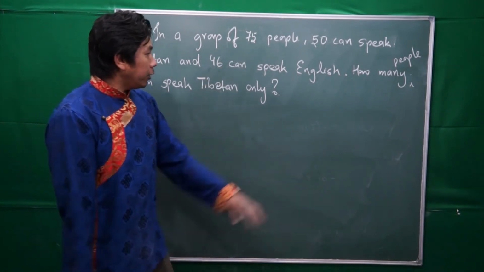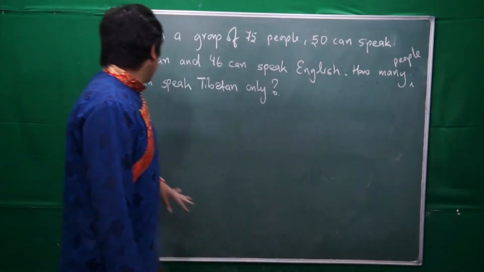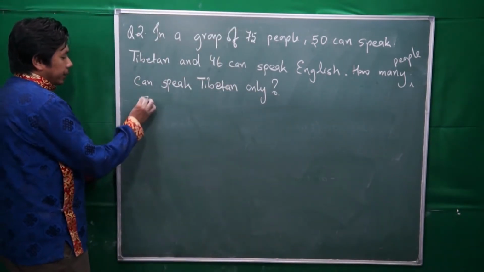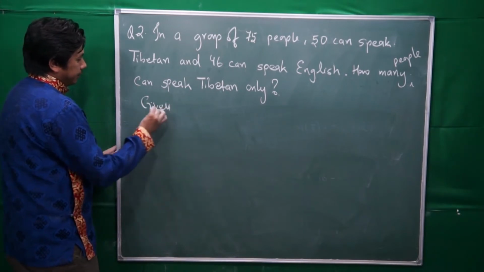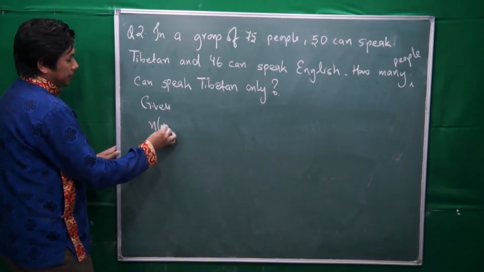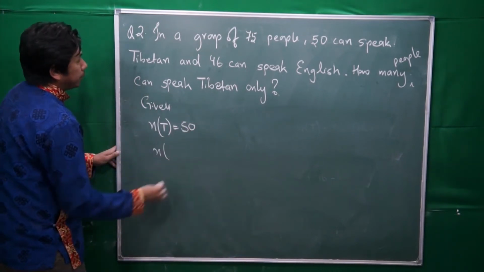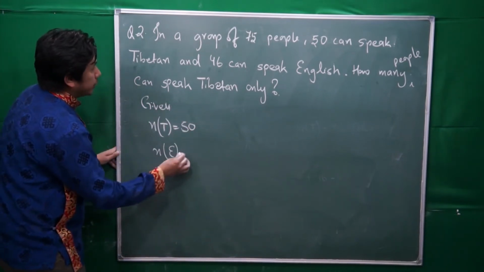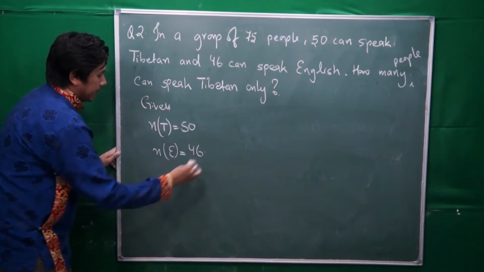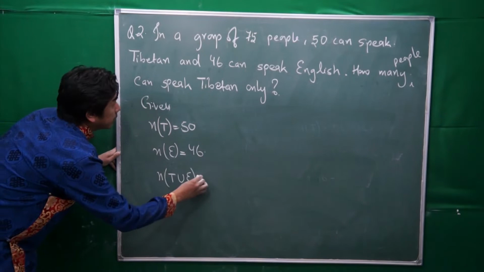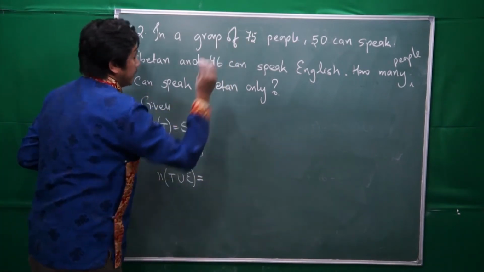Simple. Now you need to find how many people can speak Tibetan only. All right. So the given is the number of people speaking Tibetan, 50. The number of people speaking English is 46. And the number of people speaking Tibetan union English is how much? You have 75 people.